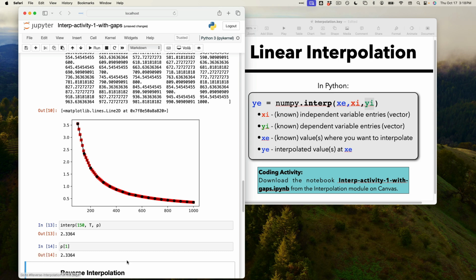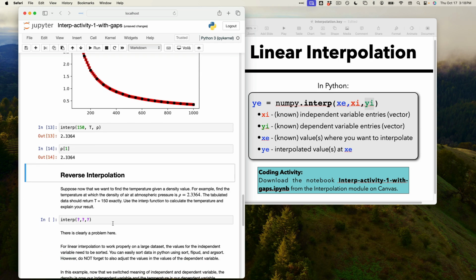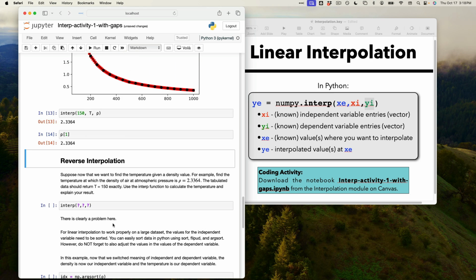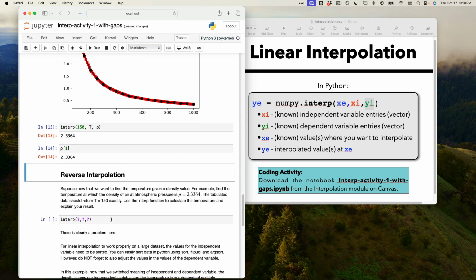All right. We have 2 minutes, so I don't think we can do this last one. We'll have to do it next time. Reverse interpolation. Okay. Thank you.